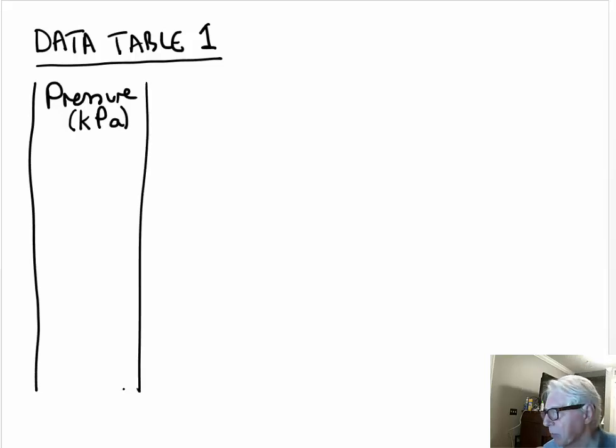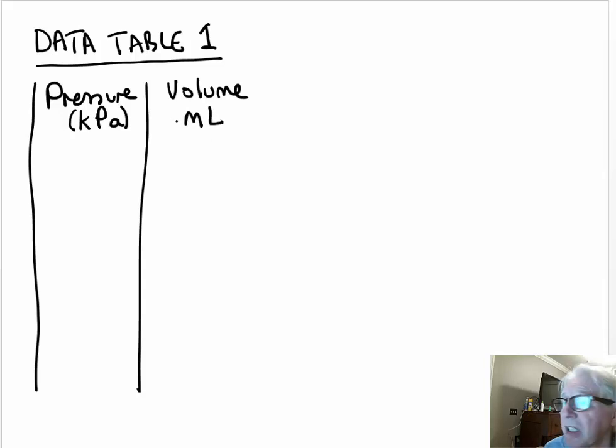And then the next thing I'm going to do is I'm going to measure my volume. Well, I'm going to set my volume, aren't I? So I'm going to have volume, and when I look at the syringe, I see milliliters, so write down milliliters.